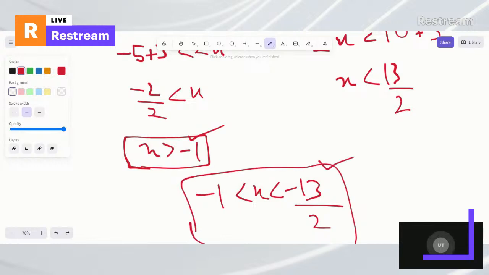I hope now everything is clear in terms of inequalities, right? Or do you have any other questions?